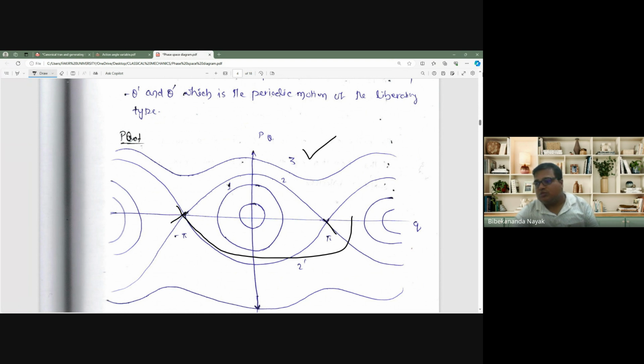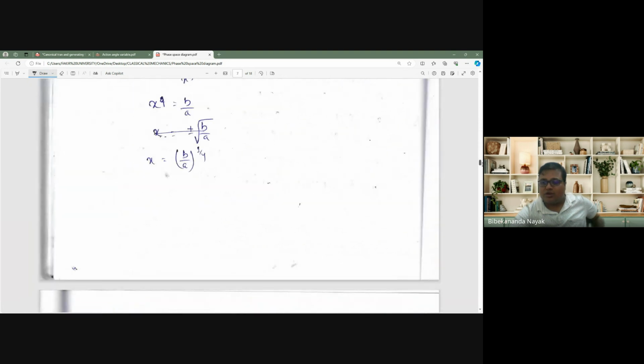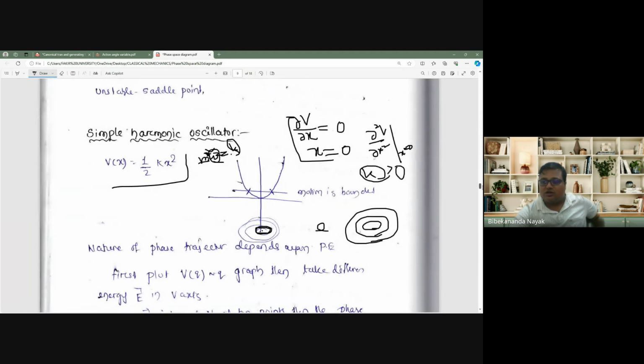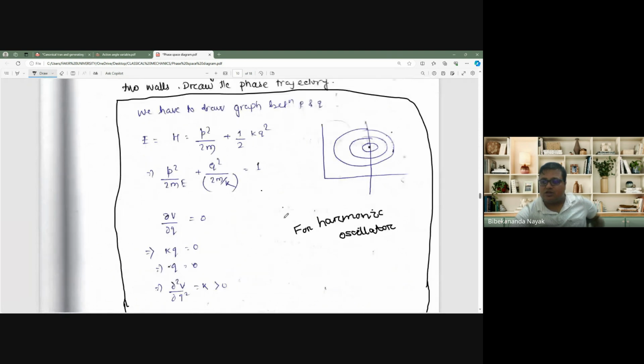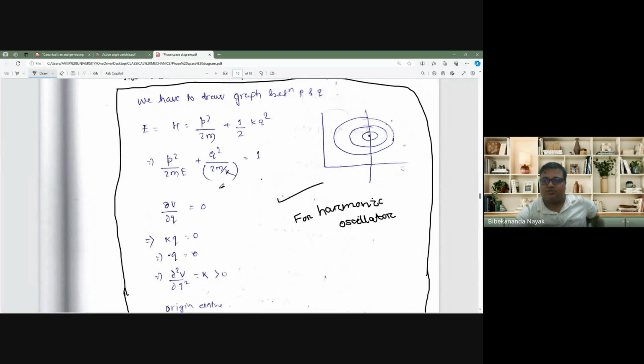You can also plot knowing the stable and unstable equilibrium points. The details are not in your syllabus. Sometimes you may be asked to write the diagram for a simple harmonic oscillator. You can plot like this. We already discussed the simple harmonic oscillator. If the equation is an ellipse, obviously you will write ellipse. But from its potential, you can also plot this.